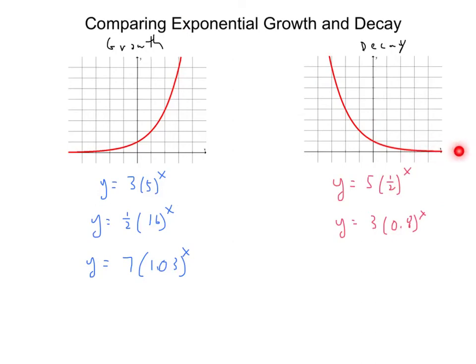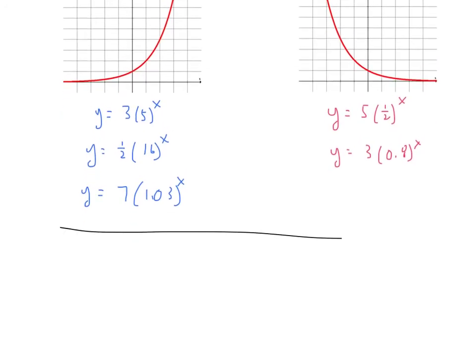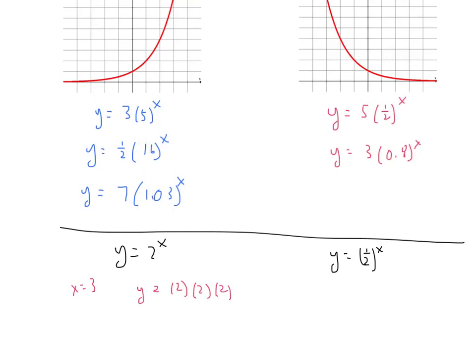And it makes sense because, just for example, think about comparing y is equal to 2 to the x versus y equals 1/2 to the power of x. If x were 3, then I would have 2 times 2 times 2. I'd have 2 to the third here. And here I'd have 1/2 times 1/2 times 1/2. So if I have 3 factors of 2, 2 times 2 times 2, that's 8. That's going to get bigger. Versus if I had 3 factors of 1/2, I'm getting smaller and smaller and smaller.